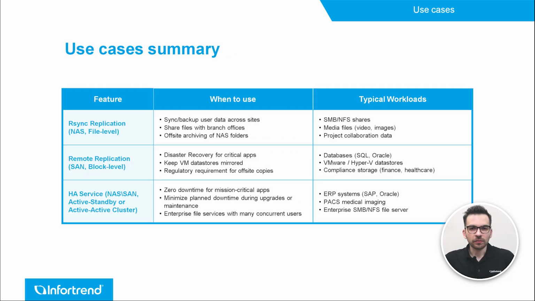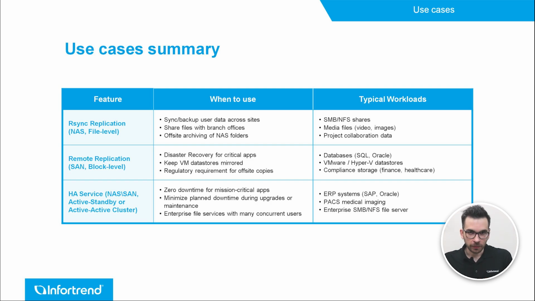Here on this slide, we've outlined the three main replication methods available in our GS systems, along with some guidance on when to use each of them. First is Rsync. This is the simplest and most cost-effective option. It works at the file level and is ideal for synchronizing data between offices or branch locations. Typical use cases include project files, media content, or periodic backup jobs. It is not real-time, but it is flexible, reliable, and budget-friendly.